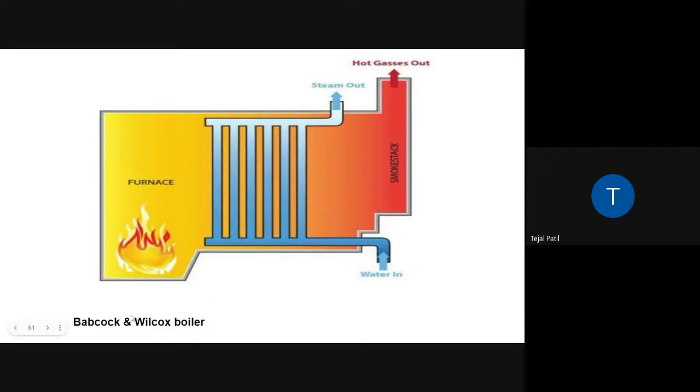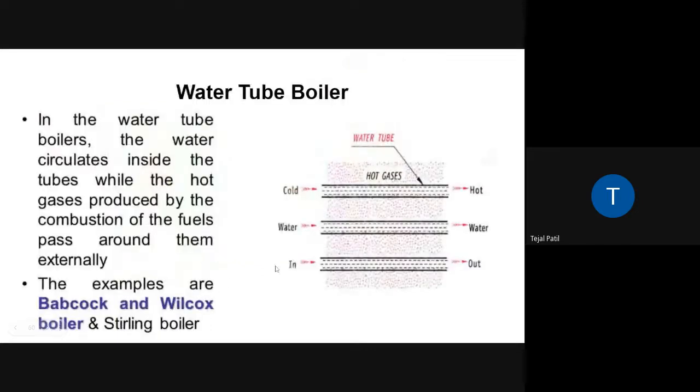These are different types of boilers. Again, no one is going to ask you about this, but these are examples of boilers. Okay, then yes, the Stirling boiler is also one of the water tube boilers.